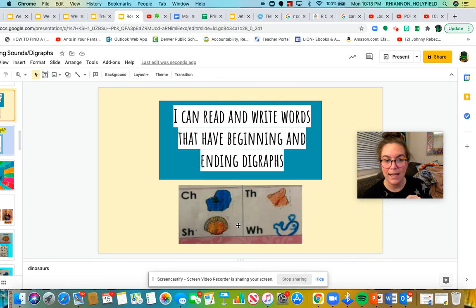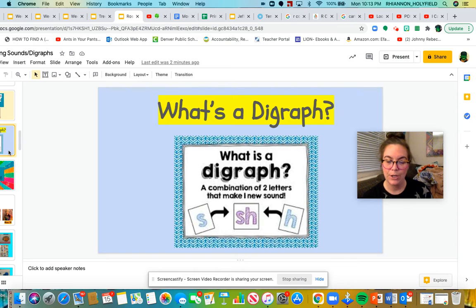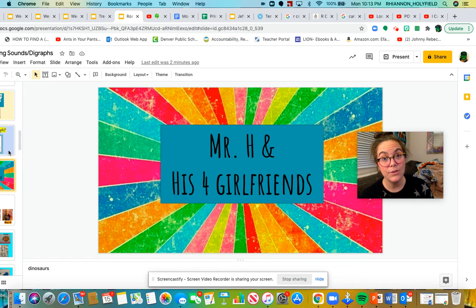So we're going to work on being able to read and write words that have beginning and ending digraphs. Right here, the CH, the SH, the TH, and the WH are the most common digraphs. They're not the only ones, though. But to help us remember, I have a little story to tell you. And it's a story about Mr. H and his 4 girlfriends. So let's see if this story can help us remember the different sounds that these digraphs make. And it's kind of silly.